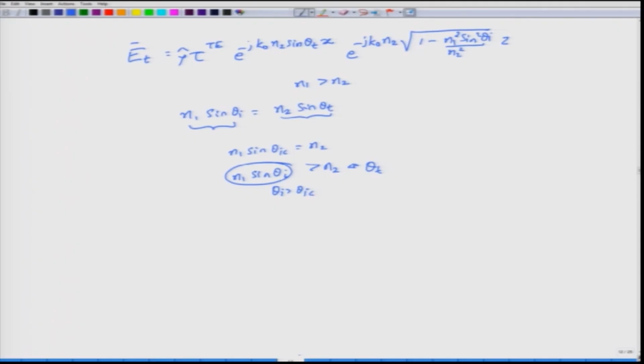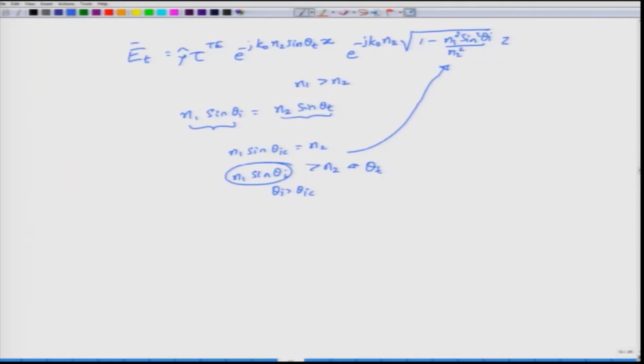But what happens to the electric field amplitude? Well, if you go to this one, now at theta_I equals theta_c, this numerator n_1 sin theta_I is equal to the denominator n_2, and therefore, this one will be 1, and the exponential term with respect to z will be equal to 1, and what you now are left with is an expression which is just dependent on x.